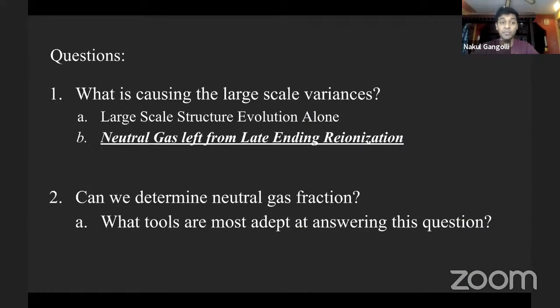Can they be explained by large-scale structure evolution alone, or do these large variances necessitate neutral gas left from some late reionization model? And if it's the latter of the two, can we determine what the neutral gas fraction is? And if so, what tools are most adept at answering that question?